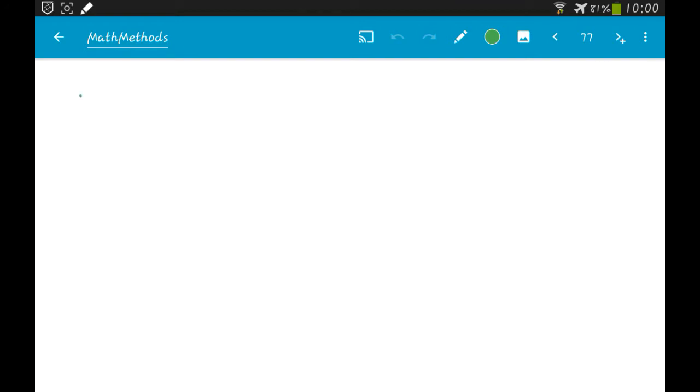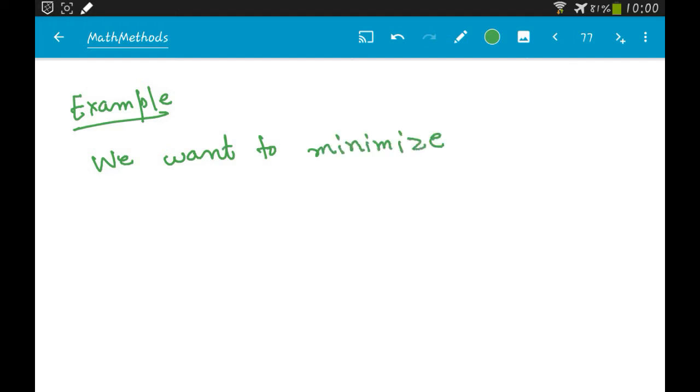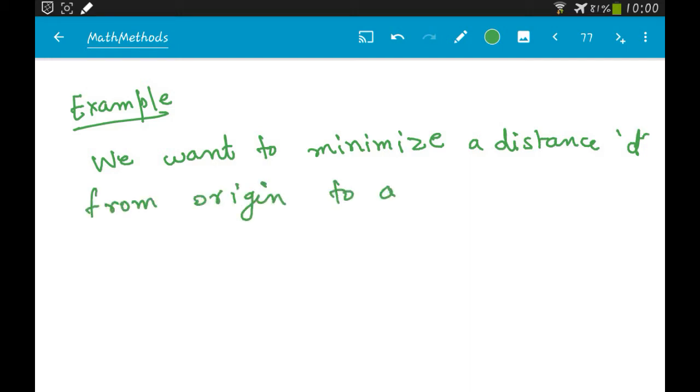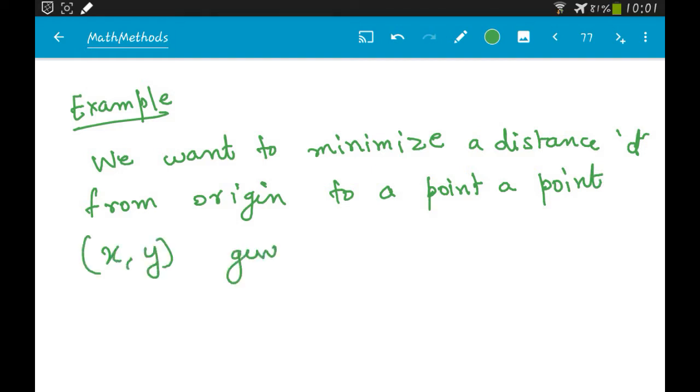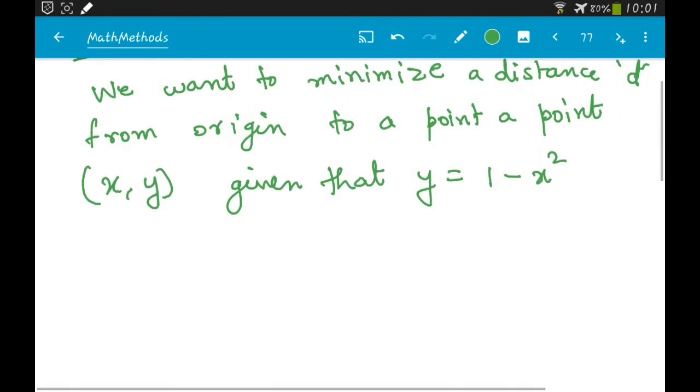So let's first look at an example. In our example, let's say we want to minimize a distance d from the origin to a point (x, y), given that y is equal to 1 minus x square. So let's represent this graphically. What do we mean by this question?